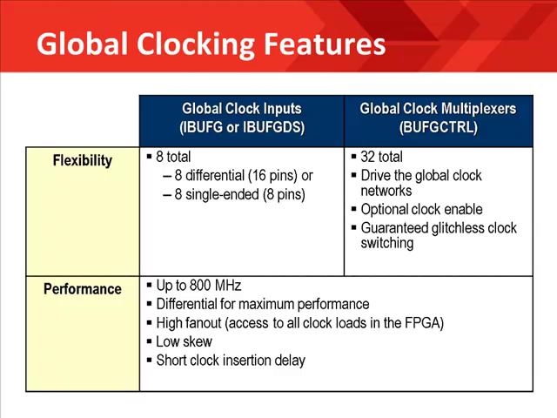If you're working with the global clock multiplexers or the BUFGCTRL primitive, there are going to be up to 32 global routing resources, and these drive the global clock networks, and they support an optional clock enable, and they offer a guaranteed glitchless clock switching function.